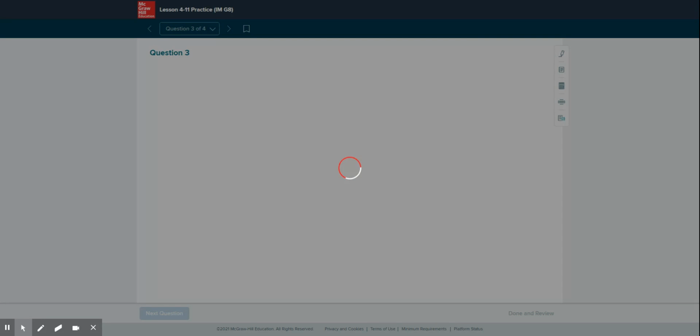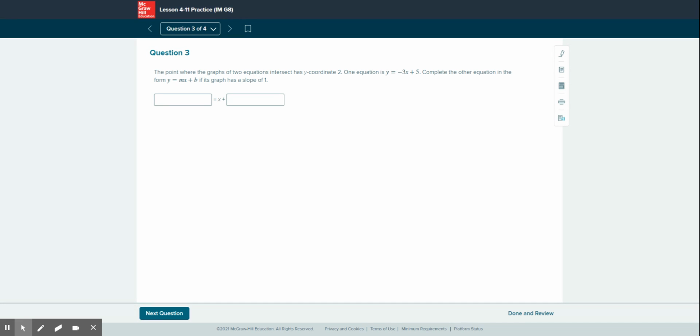Question 3 talks about 2 equations where they have a common intersection through a point where the y-coordinate is 2, so we have something and 2. One equation is y equals negative 3 times x plus 5. The other equation, we really don't know what it is other than the slope is 1. What we do know is that if they intersect at this point, this is a big piece of information for us. We should be able to use just that y-coordinate given this equation to find the x-coordinate, and then we can use that to find the y-intercept of the other equation.